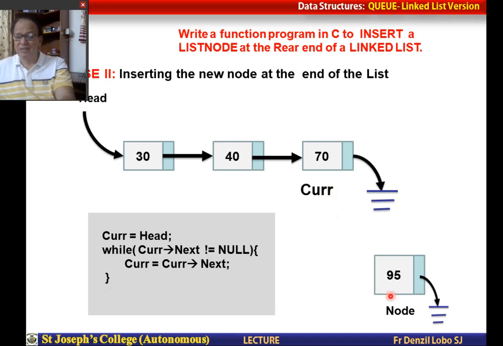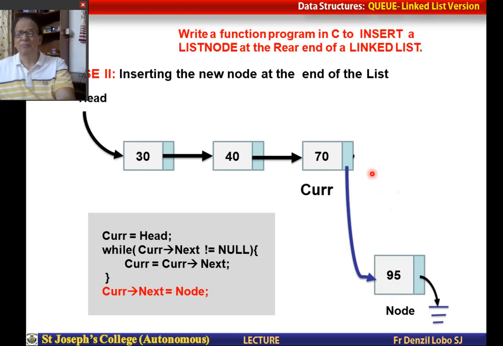Now I have to link this new node to current. Therefore I have to say current next is equal to node. Now current next is pointing to null, so I say current next is equal to node. Immediately this connection is made. In other words, this current is pointing to this node, and this null is gone. Now this next contains the address of this node. This is how I have attached the new node at the end of the linked list.